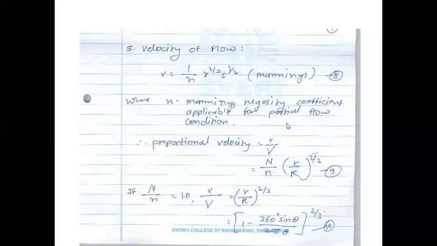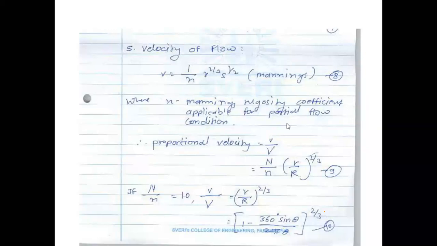Then S raised to 1 by 2. S is the slope or the gradient. It will remain constant for both conditions, whether it is running full or running partially full. We are not going to change the gradient when it is running at a different condition. Gradient will remain the same. It is a constant. So S is the gradient when it is running full as well as running partially full.